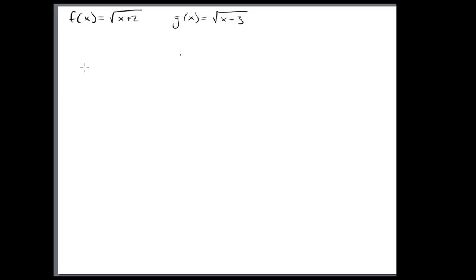Let's do some more work with functions, and in this case our two functions are going to be f of x equal to the square root of x plus 2, and g of x equal to the square root of x minus 3.